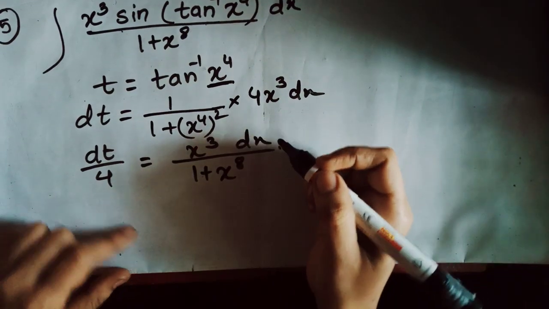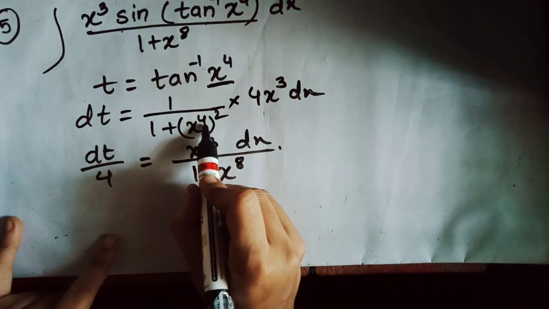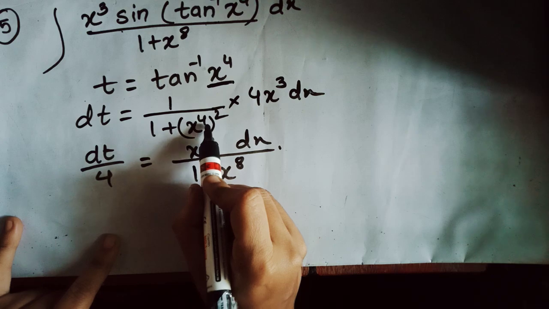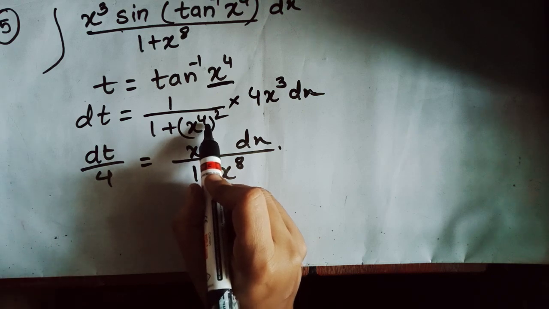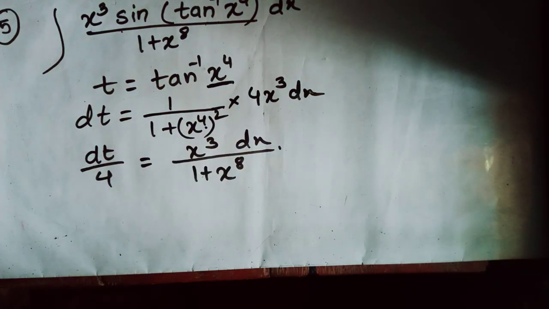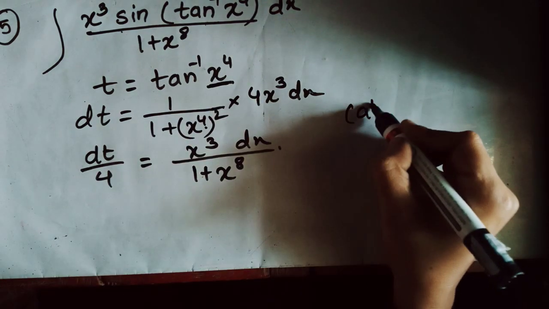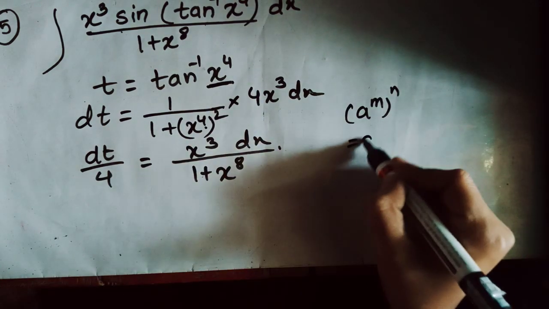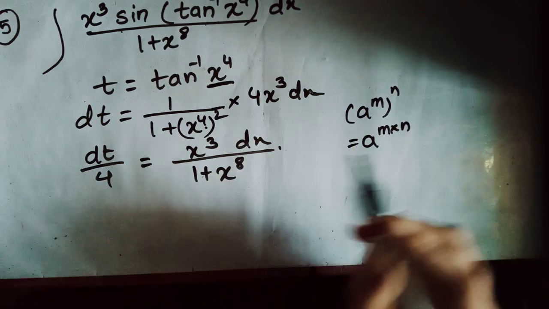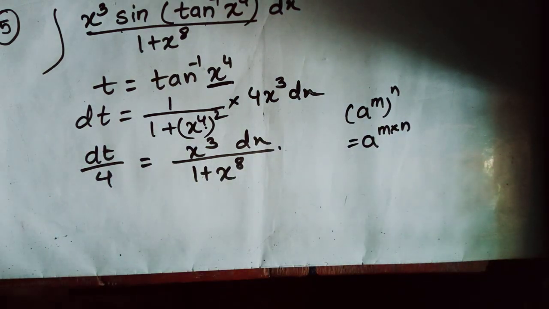Okay, now you don't have to square here. Some students make a mistake, they write 4 square as 16. You have to use the laws of exponents: a raised to m raised to n is a raised to m into n, so 4 into 2 becomes 8.